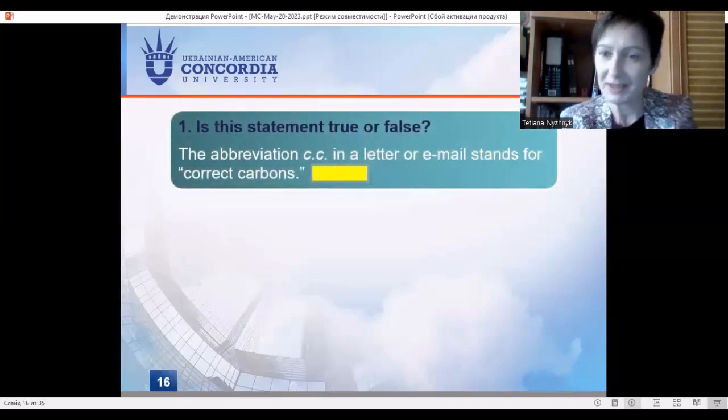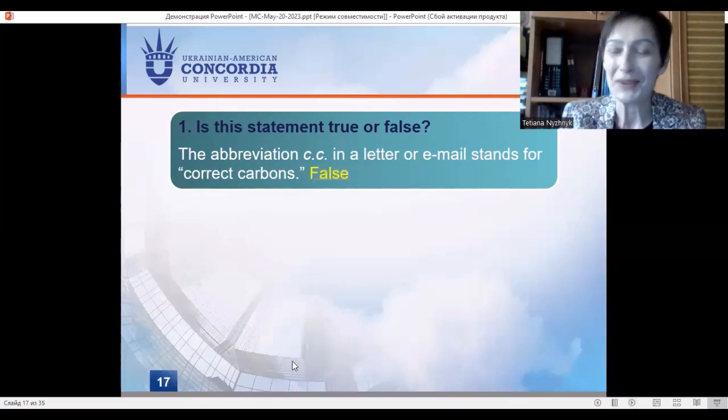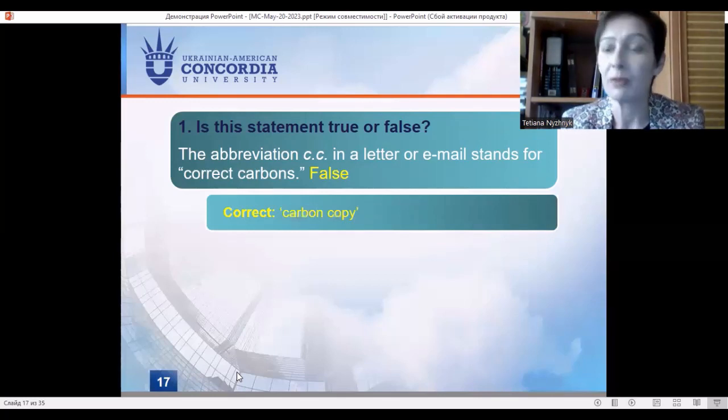Question 1. Is the statement true or false? The abbreviation CC in a letter or an email stands for correct carbons. You might have seen this abbreviation in the second line of the address of your email, like to, then CC, then BCC. So this statement is false, because correct carbons is not actually the abbreviated phrase. CC stands for carbon copy.